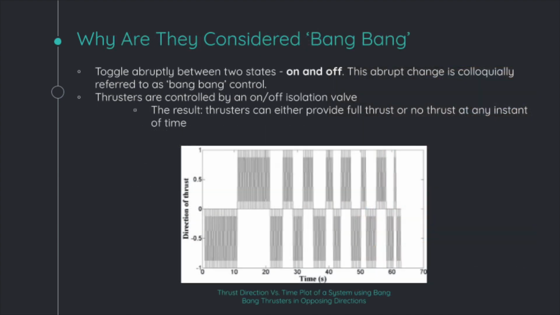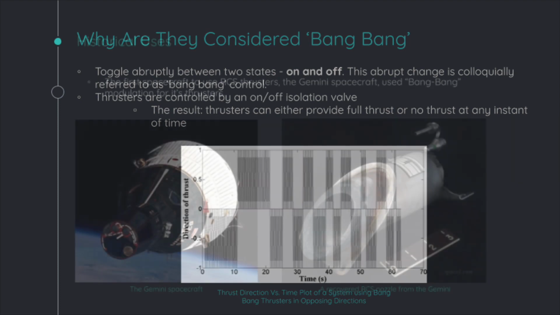Bang bang thrusters receive their name from their binary use. Thrusters are toggled abruptly between completely on or completely off. In practical engineering applications, these thrusters are controlled by solenoid isolation valves. Rather than supply a specific thrust value, the cycling of these valves at specific frequencies allows the spacecraft to achieve a desired torque. This can be seen in the plot depicted, where thrusters in opposite directions are varied between no thrust and maximum thrust at varying frequencies.